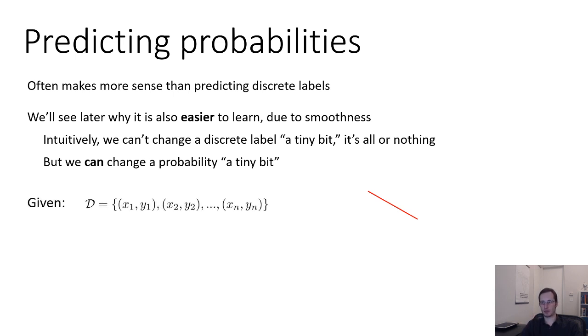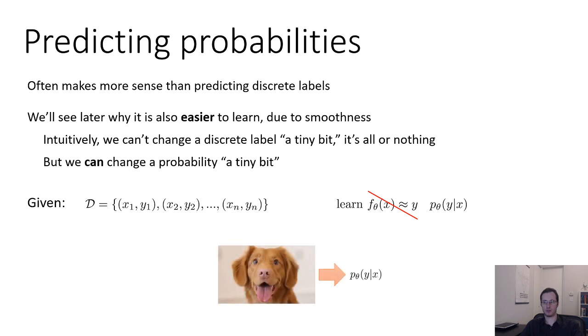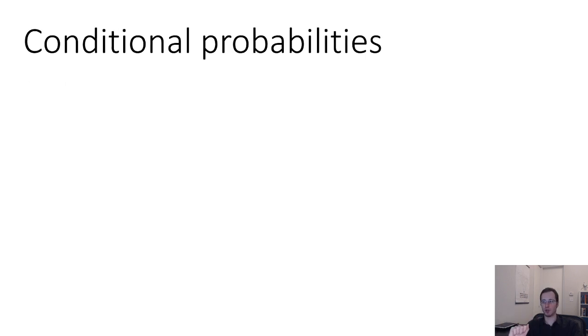Okay, so given a training set, instead of learning a function that maps x to y, now we're going to learn a function that maps x to a distribution over y. And I'm going to denote this as p subscript theta of y given x. So it's actually a probability distribution over y conditional on x. It's a conditional distribution. So now we're going to be taking our input, maybe our picture of a dog, and outputting a distribution over its corresponding label y.